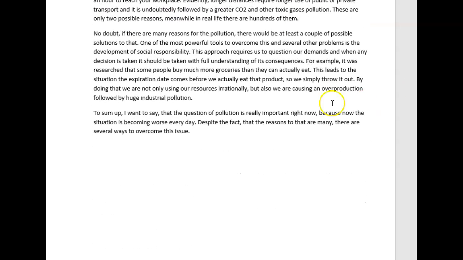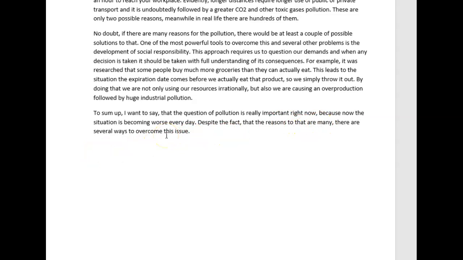To sum up, get rid of I want to say. I want to say sounds really, really informal. You want to avoid using that, okay? So, to sum up, the question of pollution is really important right now because the situation is becoming worse every day. Despite the fact that the reasons to that are many, there are several ways to overcome this issue.